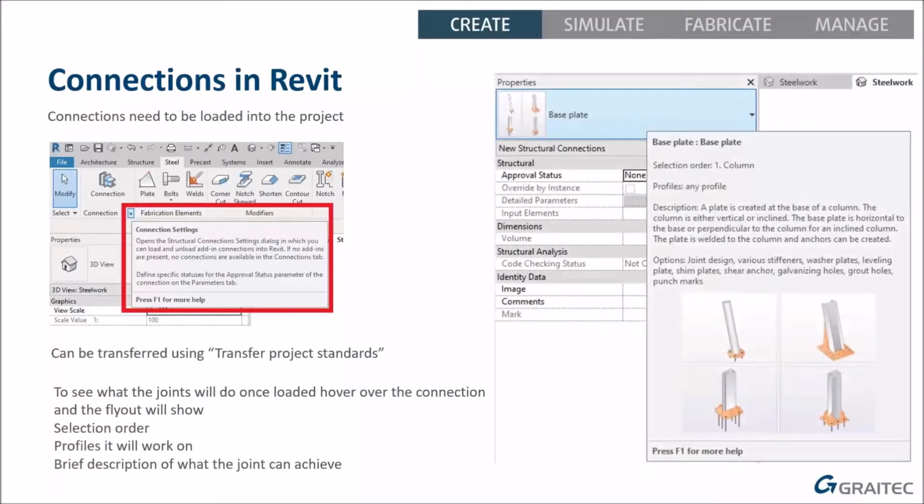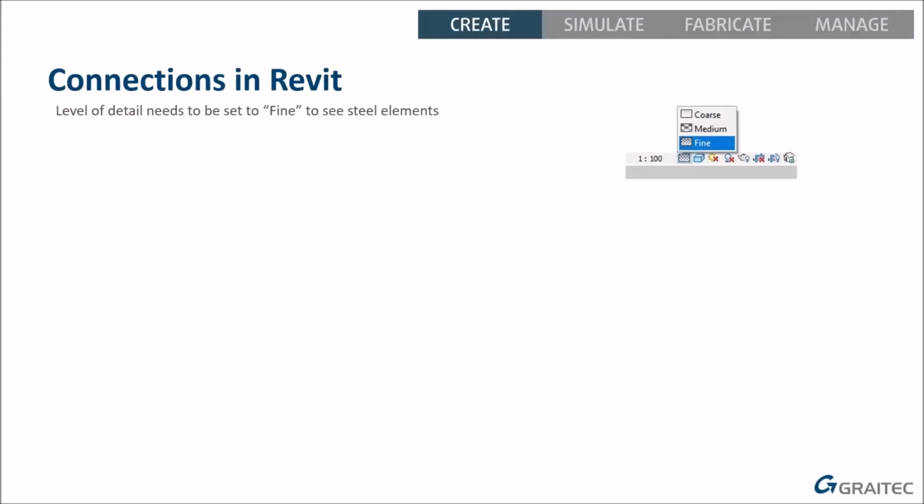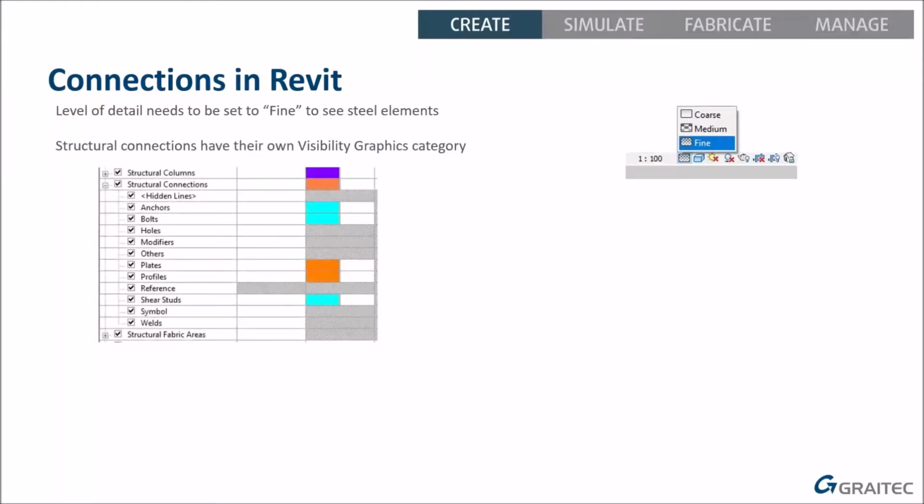So let's actually go and have a look at putting on some connections. Oh, not quite. Sorry, I'm getting ahead of myself. We'll look at what we need to do to see them. You need to be in level of detail fine. If you're in any other one, you won't see the individual elements, you'll just see a symbol. And if you're new to steel connections, they do have their own visibility graphics category, so just make sure they're turned on.